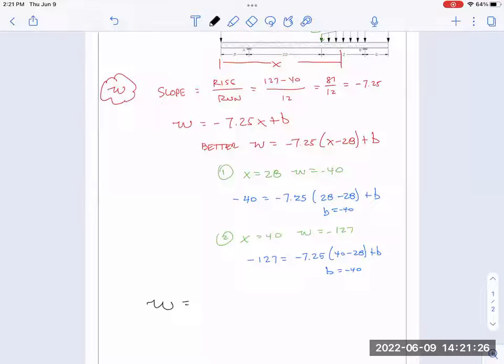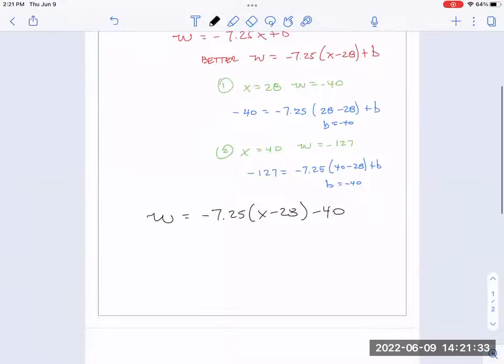So therefore, I can say that w equals negative 7.25 times (x minus 28) minus 40. Now remember, I've got to take the integral of this thing. So wouldn't it be better to say that equals negative 7.25x, and actually distribute negative 7.25 into 28, get a positive answer, and then subtract 40 from it? Does that make sense? Which ends up being 163. So there's my weight equation.